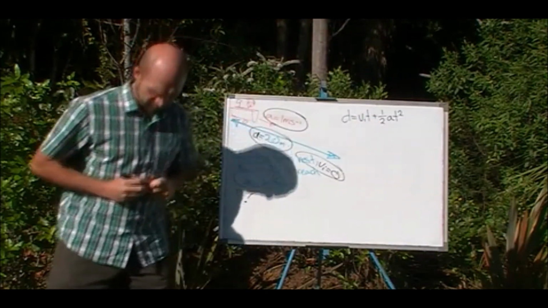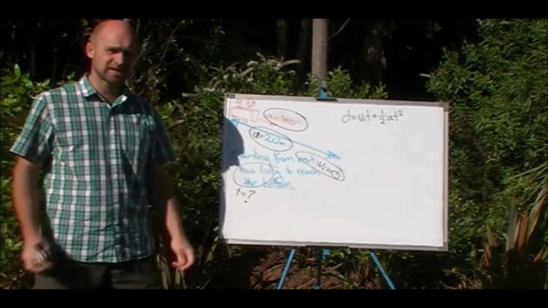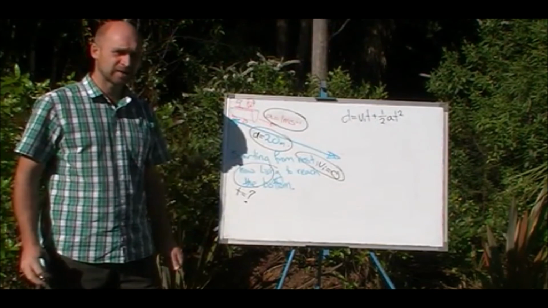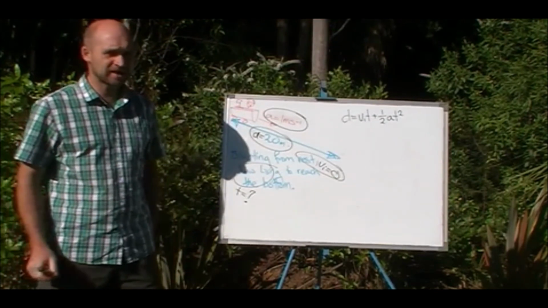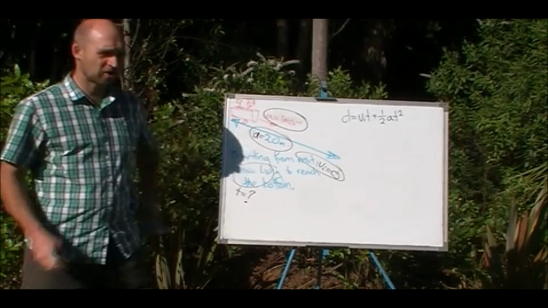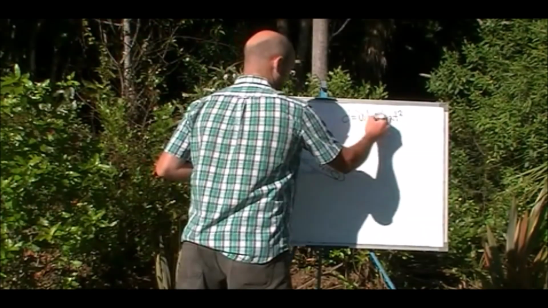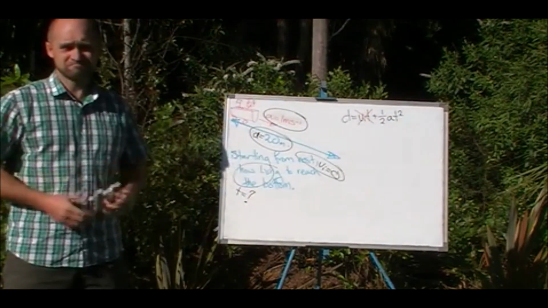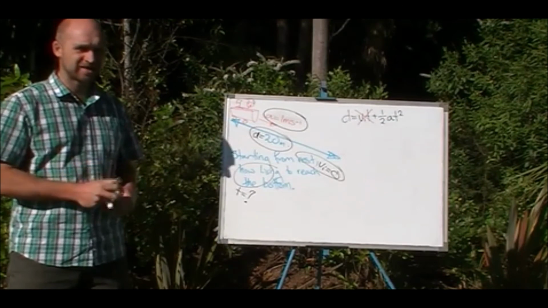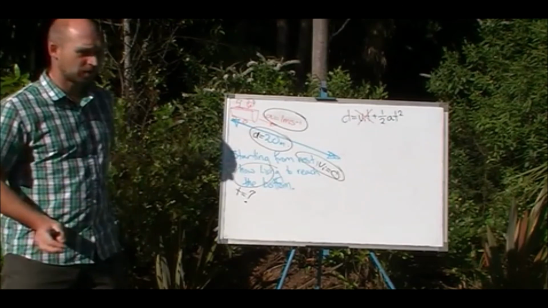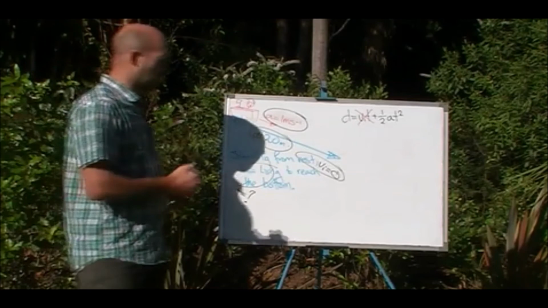Did you get that one? D equals VIT plus half AT squared. And the first thing we notice is that VI is 0. And so 0 times T is nothing. We can cancel out that first term in the equation and just rewrite it.